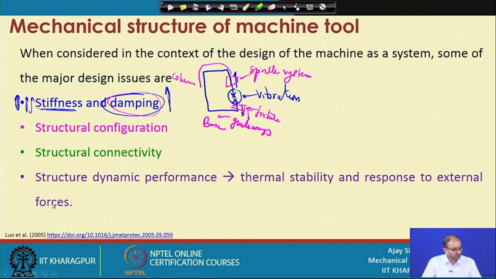Response to external forces is important. External forces, that means suddenly you are starting the machining operation, because now if you consider that your workpiece is located here and your tool is at this location, and the tool has to move from here to this location to start the machining, right. So, when it is moving here, it is called dry run or air run.